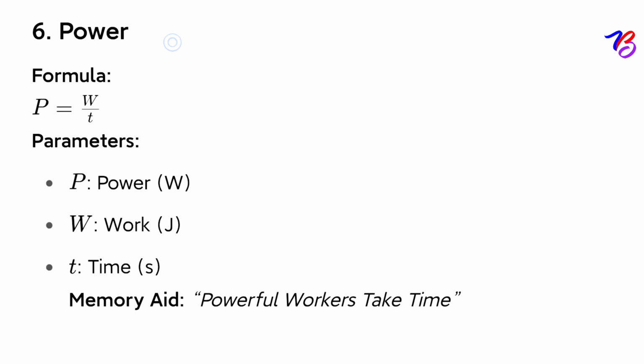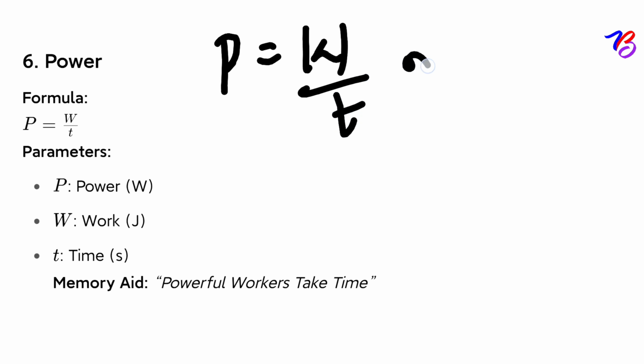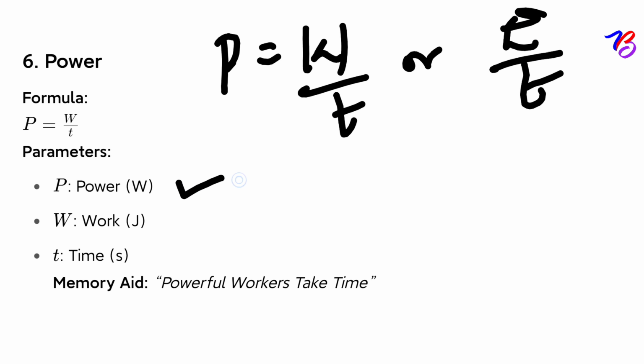Number 6, now we have power. The formula for power is equal to work done over time. Now, what differentiates power from work and energy is time. Are we together? So power is work over time, or energy over time. Our P is power in watts, our work done is W in joules, and our T is time in seconds.